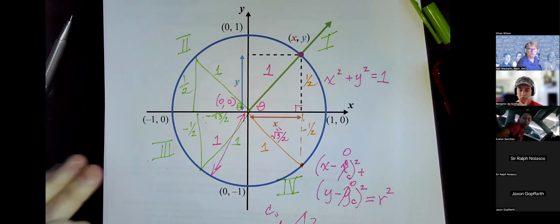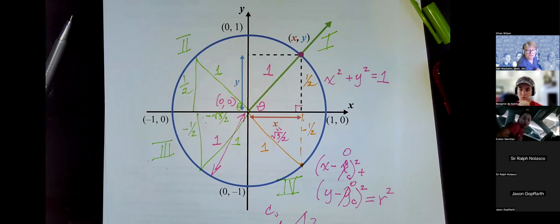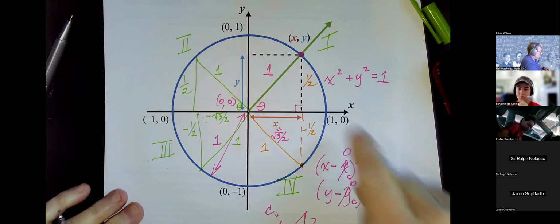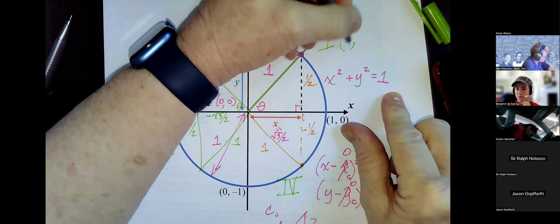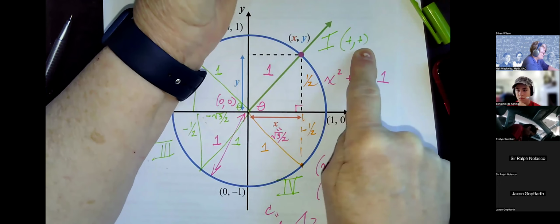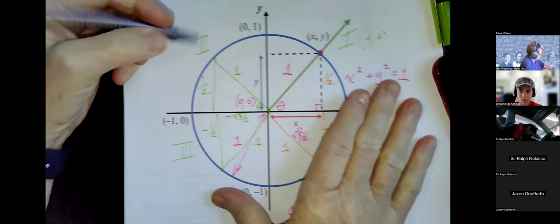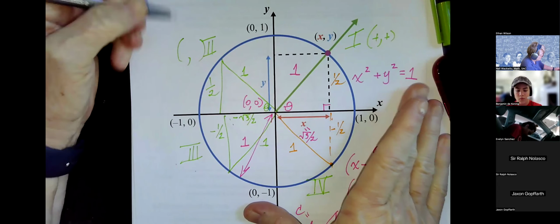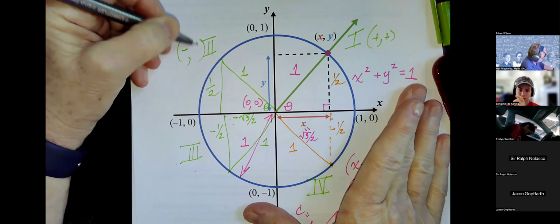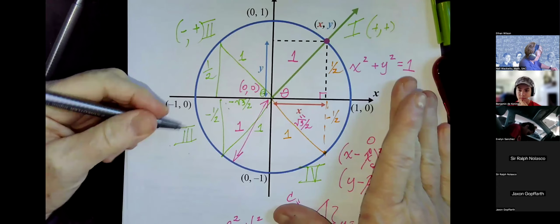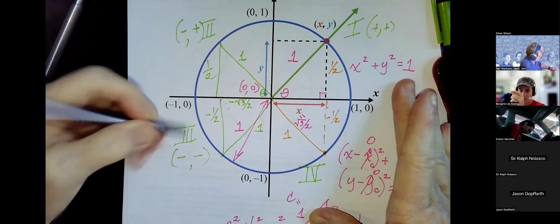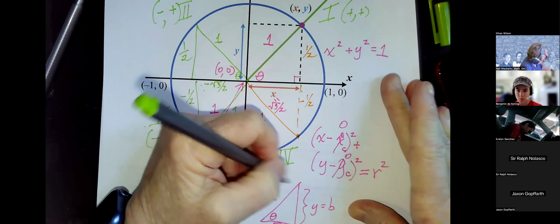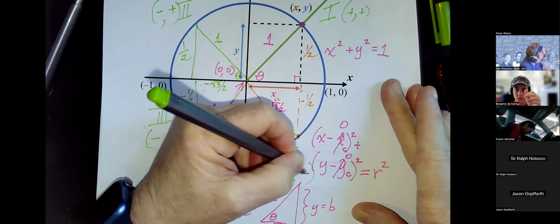I don't know why Roman numerals are always used for quadrants, but they are. So quadrant 1: positive X, positive Y. Quadrant 2, which one becomes negative? The X. Y stays positive. Quadrant 3: both of them are negative. And quadrant 4: positive, negative. Positive, negative. Good.